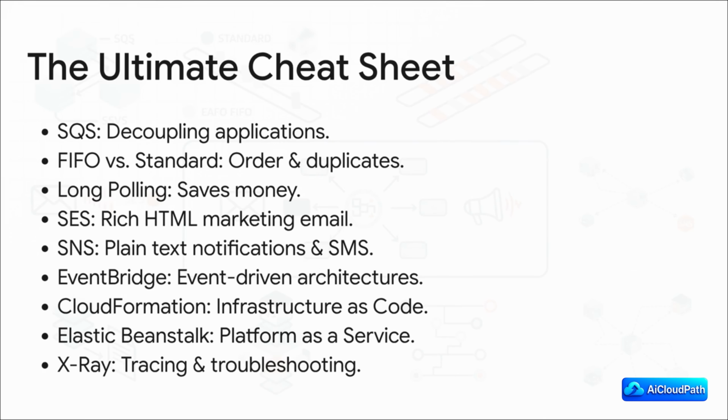SQS is for decoupling. FIFO queues mean you care about order and no duplicates. Long polling saves you money. SES is for your fancy HTML marketing emails. SNS is for plain text notifications and SMS. EventBridge is the backbone of event-driven architectures. CloudFormation is infrastructure as code. Elastic Beanstalk is platform as a service. And X-Ray is for tracing and hunting down performance bottlenecks.